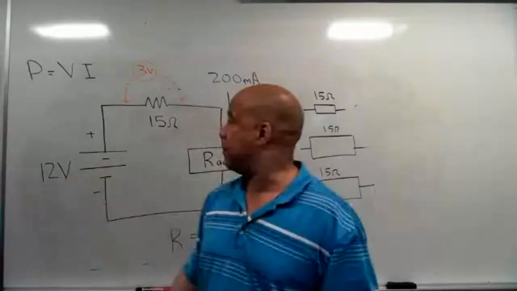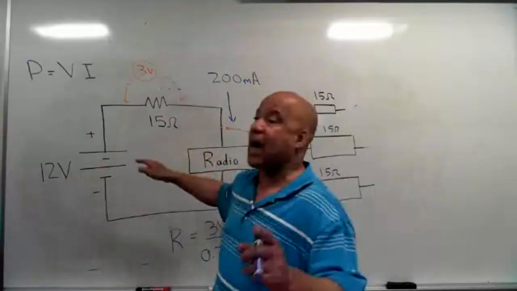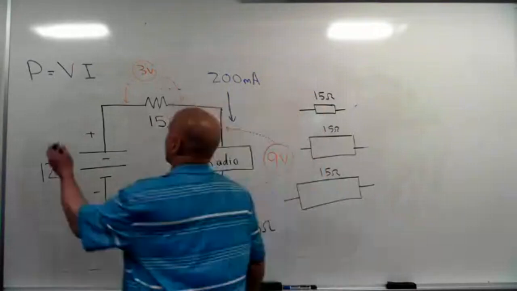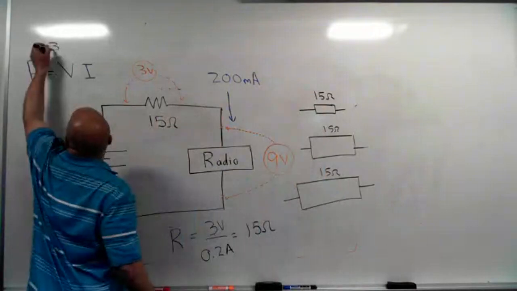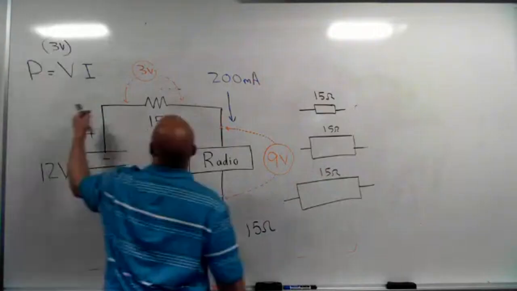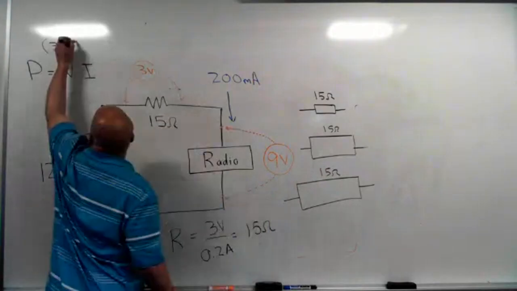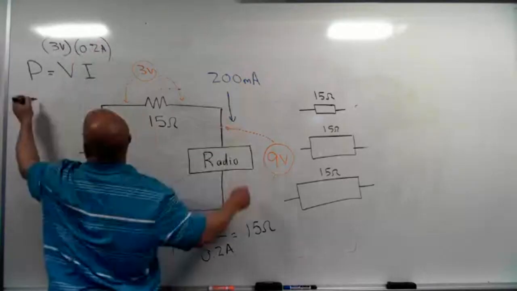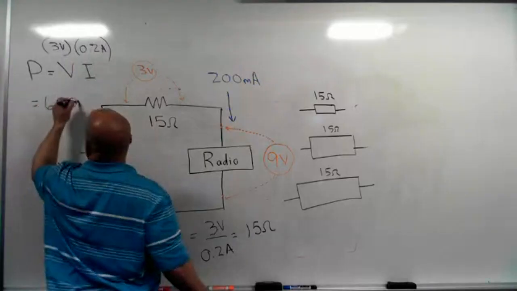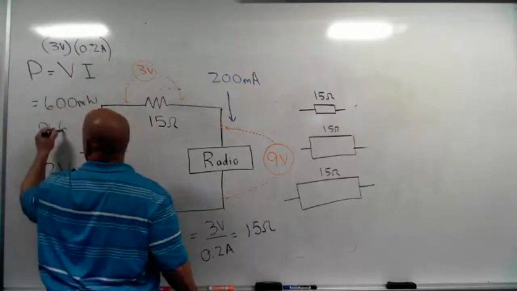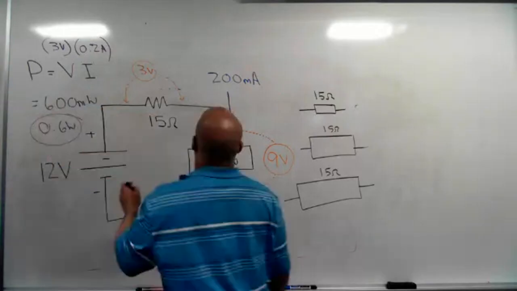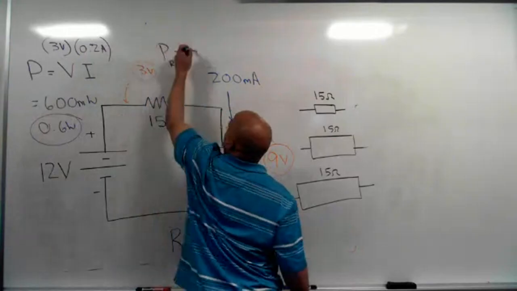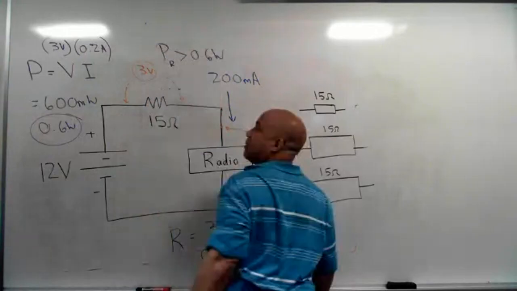I want to know the power dissipation of that resistor, so I'll use the voltage drop across that resistor times the current through that resistor. That resistor has 3 volts across it, and 200 milliamps through it, which is 0.2 amps. That's 600 milliwatts or 0.6 watts. So the power rating of that resistor needs to be greater than 0.6 watts.